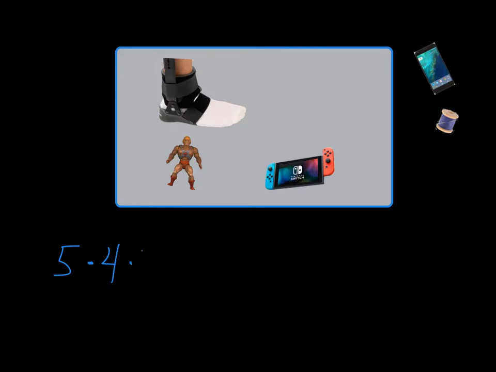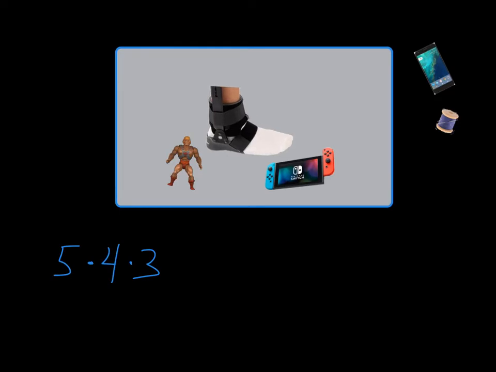So multiply that by 3. Now I'm going to take the foot off, and that's going to leave me He-Man and the switch. So now I have 2 objects left to choose from. So I'll multiply by 2. So let's take He-Man off. No, let's not. Let's take the switch off. This doesn't matter for the math. I just want to be left with He-Man. And now I have 1 more thing left to choose from. So I'll multiply this by 1, and then we'll take He-Man off.